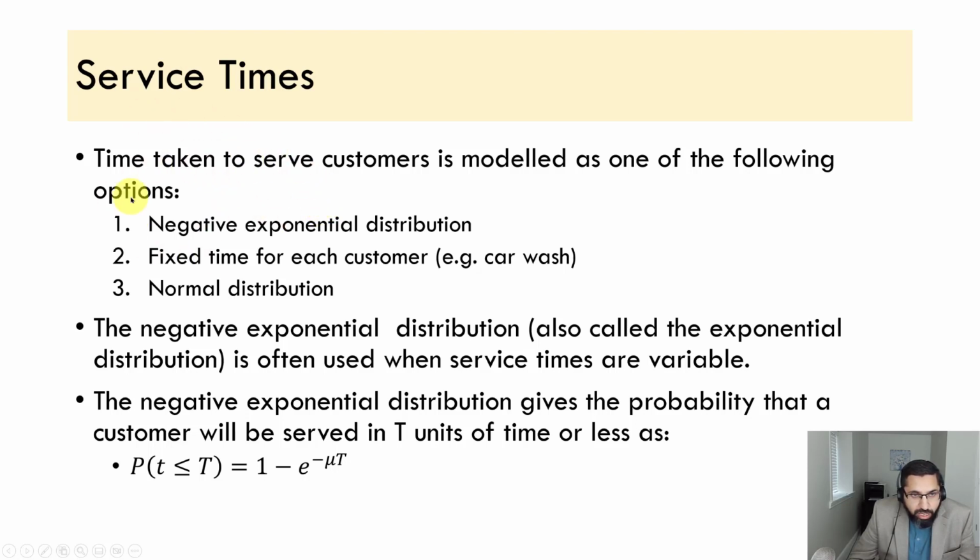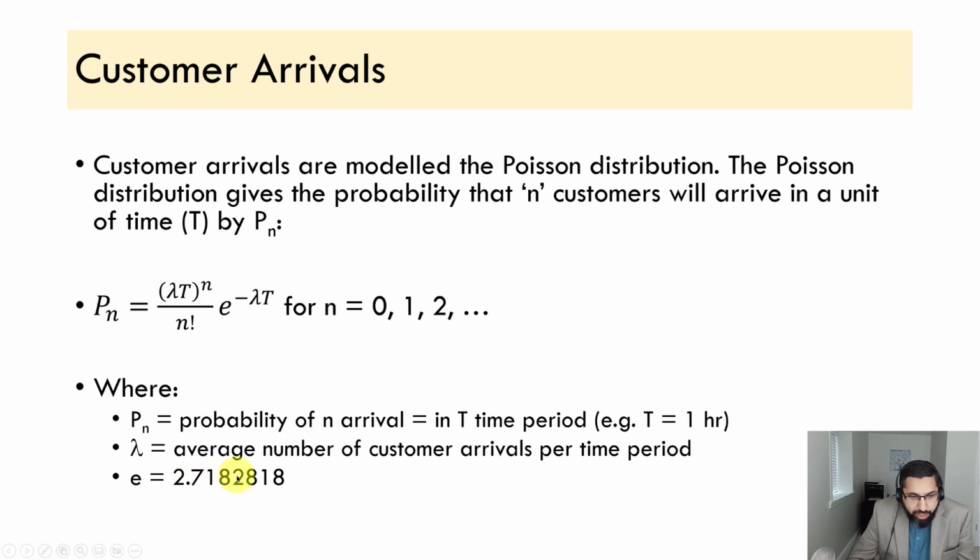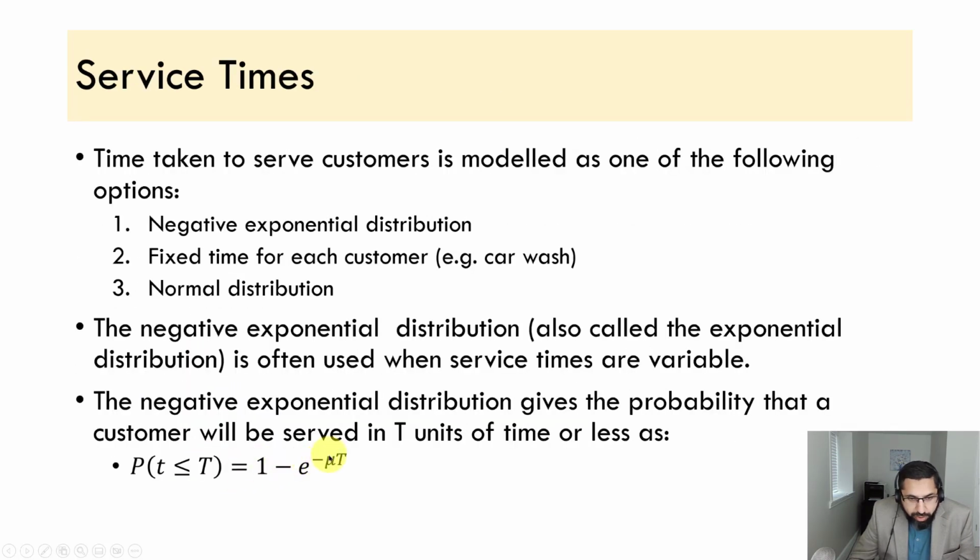Now let's look at service times. Service times have a negative exponential distribution where the probability that the time to serve a customer takes less than some threshold capital T is given by 1 minus e. Again, e is the same constant we looked at here, 2.718. 1 minus e raised to the power minus mu times T. Mu is the service rate, how many customers you can serve per hour, for example, and T is the time with the same units as mu. Okay, let's look at an example.